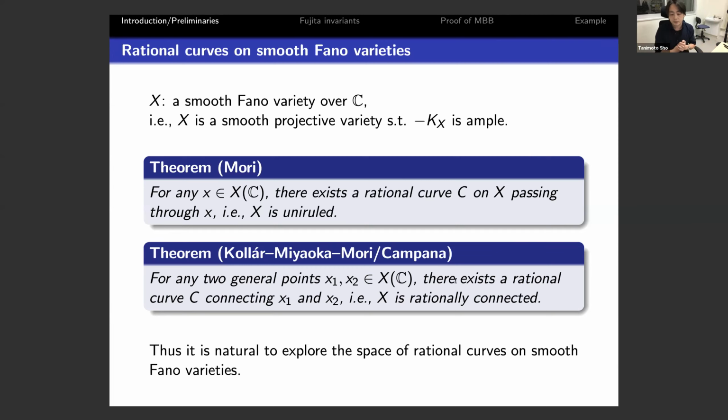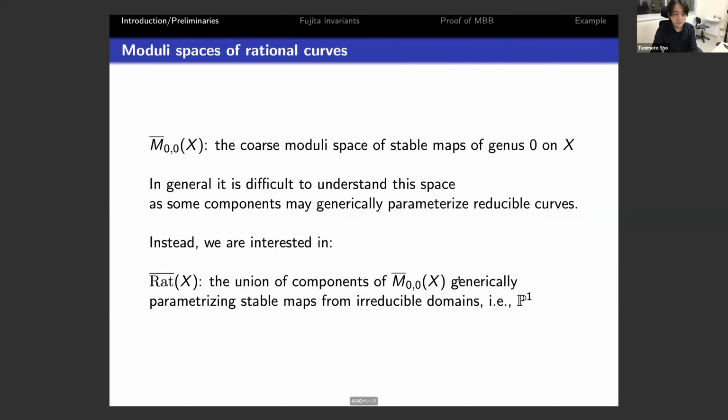What can we say about the space? How many components? What's the dimension? That's the sort of question I like to ask. All right, so which moduli space am I talking about? I'm talking mainly about the coarse moduli space of stable maps of genus 0 on X.